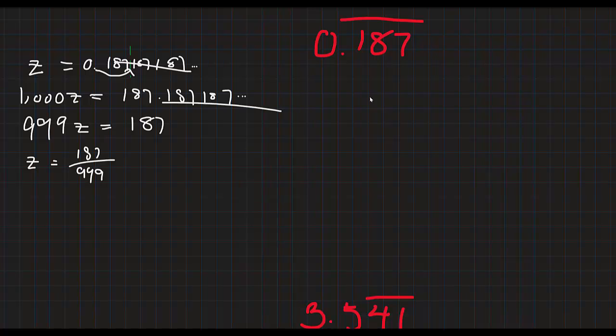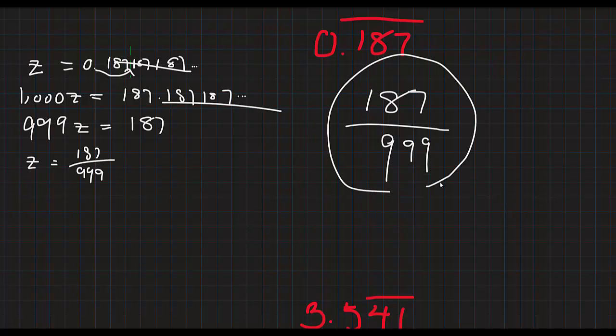Z is equal to 187 over 999. This time, you see that the answer isn't just two nines, 99. It's 999. Right now I'm wondering, why did it change? What made it change? And does it have some sort of relationship with how many digits are repeating?